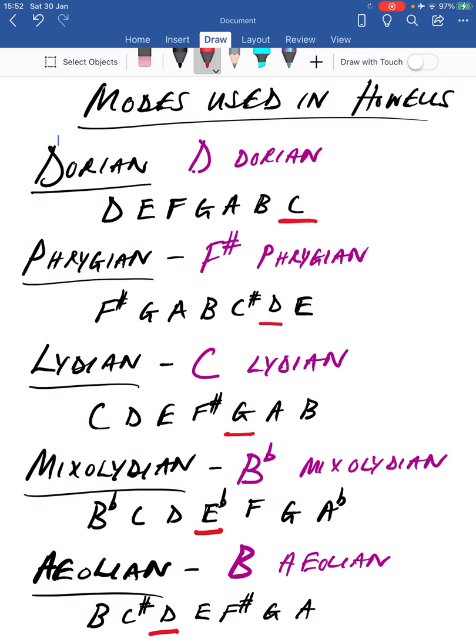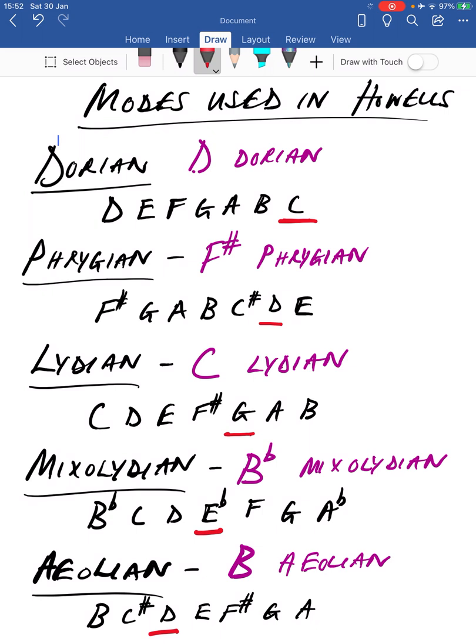The next one we have, which is the next in order, it's the one that's based on the third of the C major scale, is the Phrygian mode. And there are a couple of instances in Howells' sonata where we have the F sharp Phrygian. So again, the underlined note here is D. So what that's telling you, because the Phrygian is based on the third, we're using here the D major scale notes. So we've got perhaps a key signature of F sharp and C sharp, but the key centre is the third note, not the D. So it's starting on the F sharp, and that gives us the F sharp Phrygian.